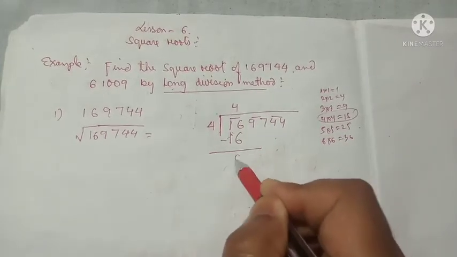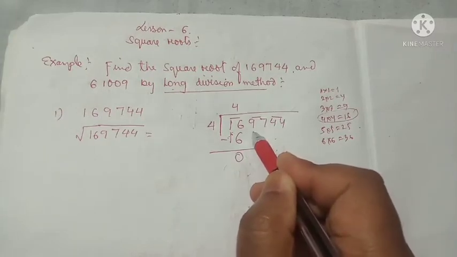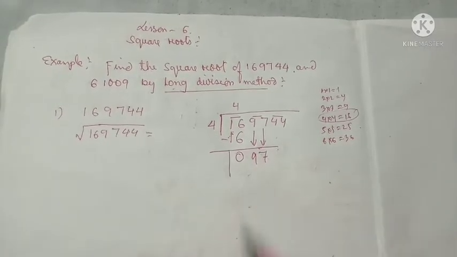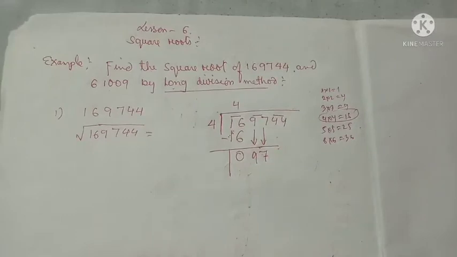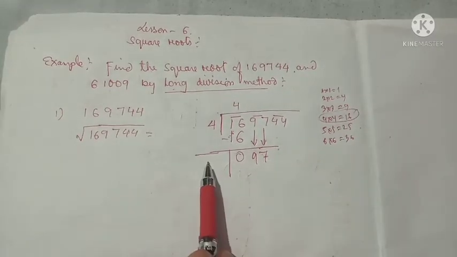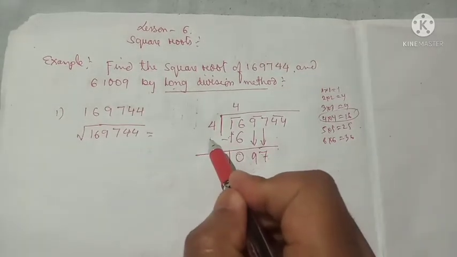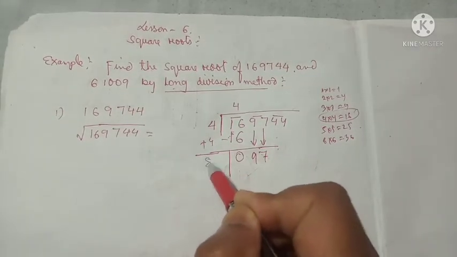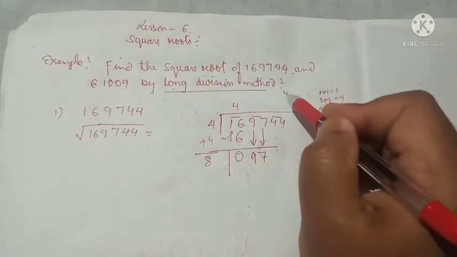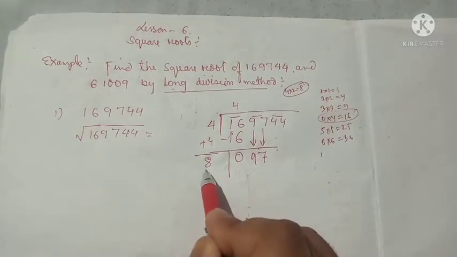Now if you subtract, you get 0. Then we bring down the next pair of numbers, that is 97. As I told you in the last explanation, we need to find the divisor for this 97. There are two methods. You can add another 4 to get 8, or else you can multiply the quotient by 2. If you multiply the quotient by 2, you get the first divisor here, that is 8.